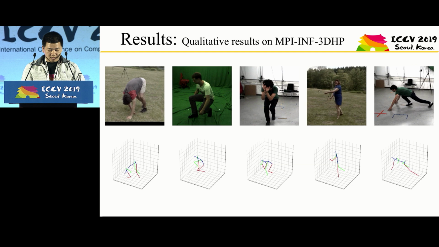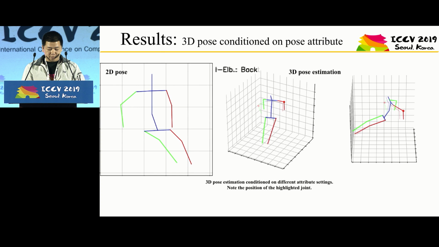In this video, we show the 3D pose estimation results conditioned on different pose attribute settings. In most cases, changing the attribute on a joint will lead to a change of the 3D prediction, indicating that the pose attributes are effective and interpretable priors for 3D pose estimation.